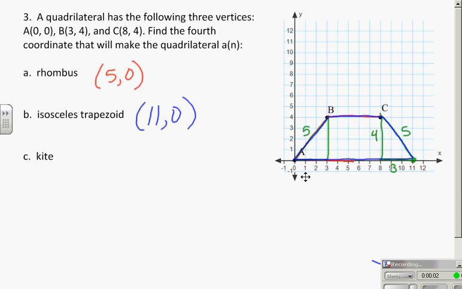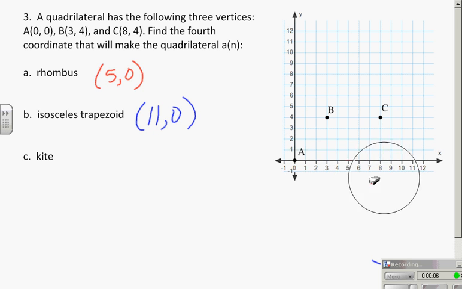Okay, so to continue with this example, we now need to figure out the kite problem. And the kite problem isn't quite as straightforward. The property that we need to remember is that the diagonals bisect one another, and they're perpendicular to each other.